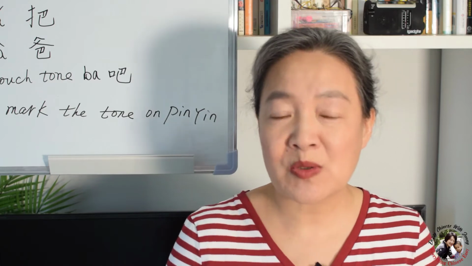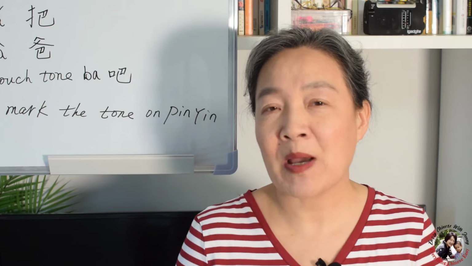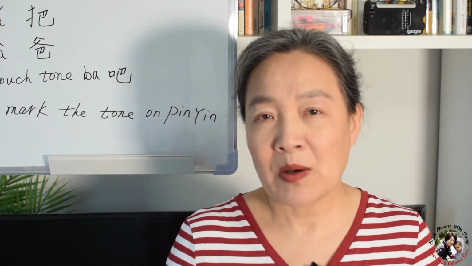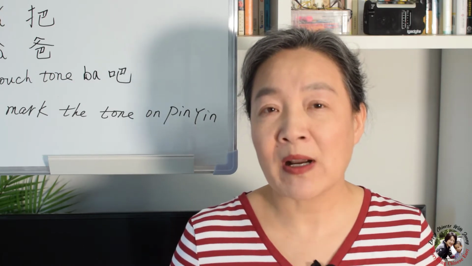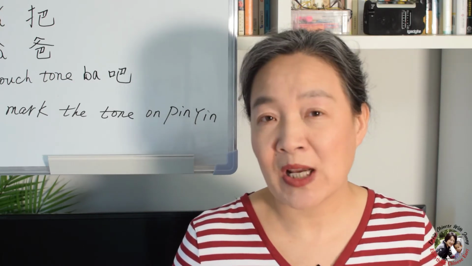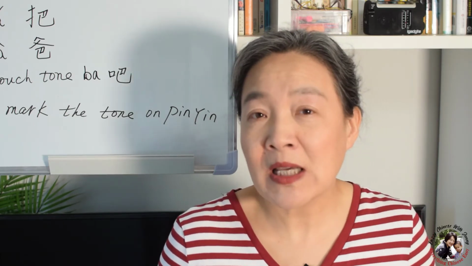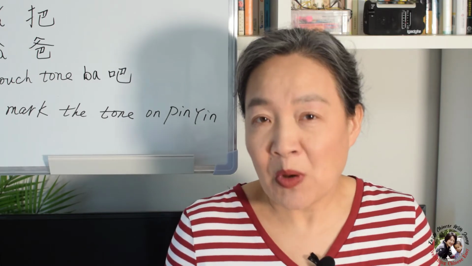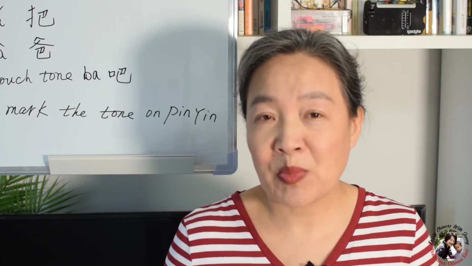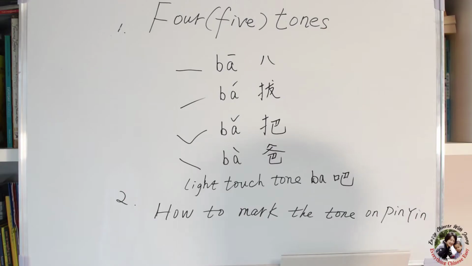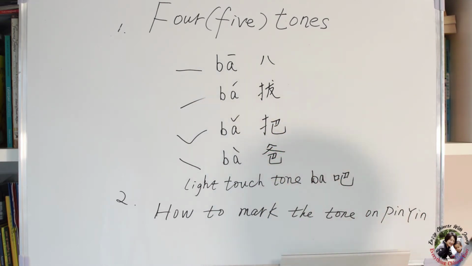Before I introduce these tones, I also want to remind you, remember I mentioned previously that we are learning Mandarin, which is the official Chinese language. However, there are many local dialects in China. Talking about tones, for example, even Cantonese has at least 6 tones, but in Mandarin we're mainly talking about 4 tones plus a light touch tone. So let's see how we are going to pronounce these 4 or 5 tones.